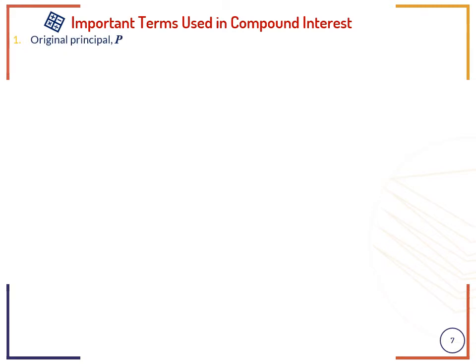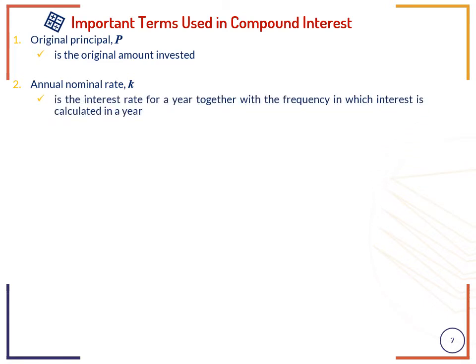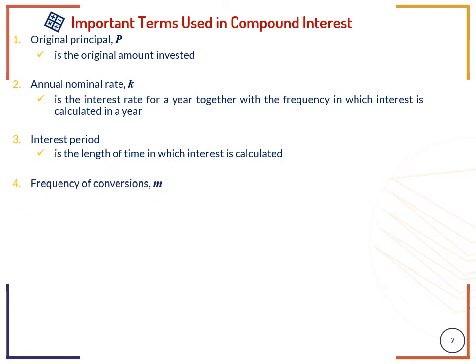Original principal, denoted as P, is the original amount invested. 2. Annual nominal rate, denoted as K, is the interest rate for a year together with the frequency in which interest is calculated in a year. 3. Interest period is the length of time in which interest is calculated. 4. Frequency of conversion, denoted as M, is the number of times interest is calculated in a year.